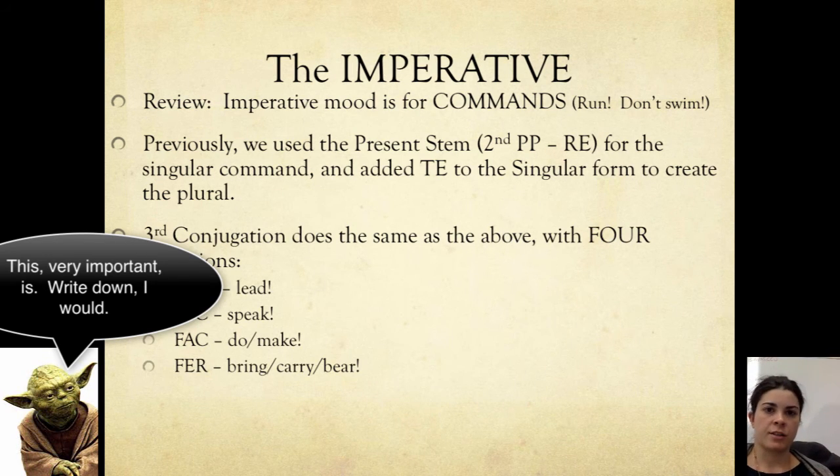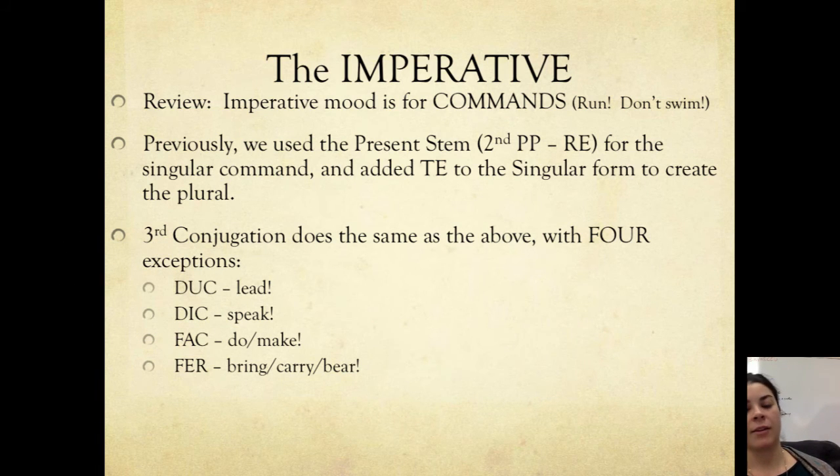In third conjugation, it does the same thing as usual for the singular with four exceptions, and these are everybody's favorite four exceptions in the Latin world. So the examples are duc, lead; dic, speak; fac, do or make; and fer, bring, carry, or bear. So when you say them together, duc, dic, fac, fer, look for the E. It's not there because, of course, we look for the E normally because when you just take off the RE we'd be left with an E hanging out at the end. But because these guys are irregular, we don't have that.